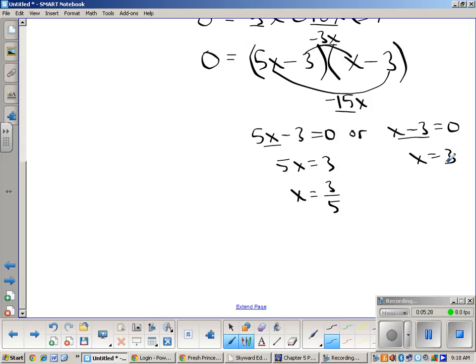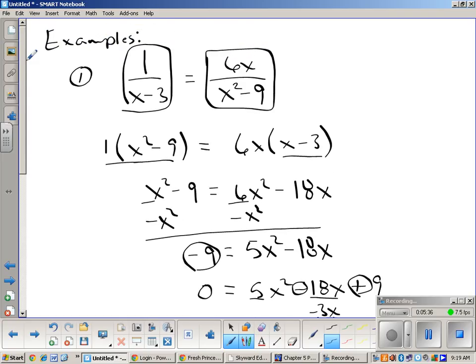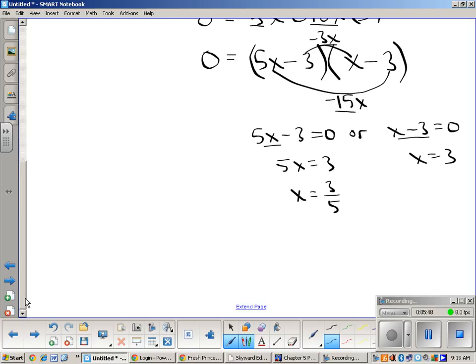All right, now we said we had to test it, check it to make sure it works. So if we go back to our original, if I put 3 in here, what happens? I get 0. Dividing by 0 is undefined. It doesn't work, right? So that answer 3 doesn't work. It's part of our restriction on the variables. X can't equal 3.